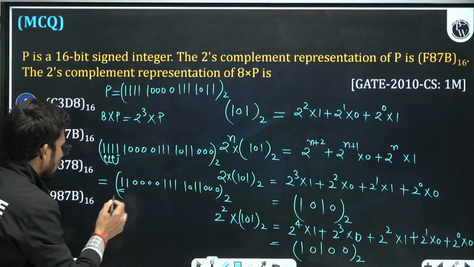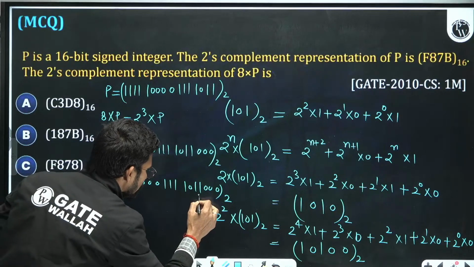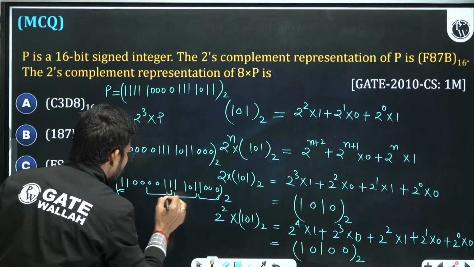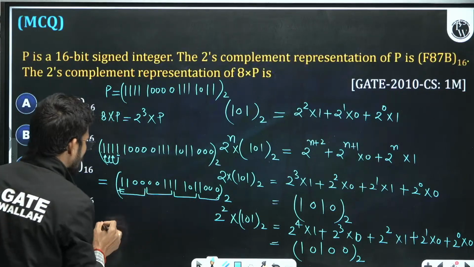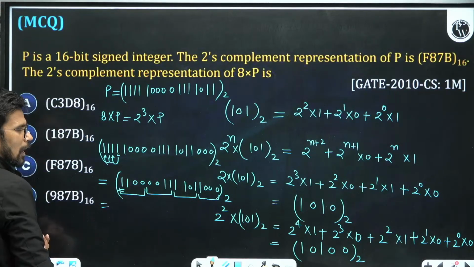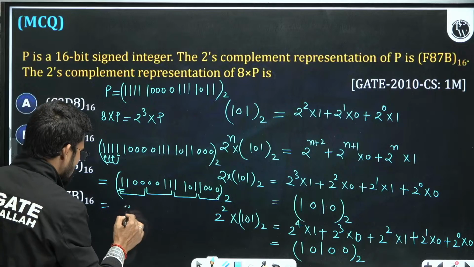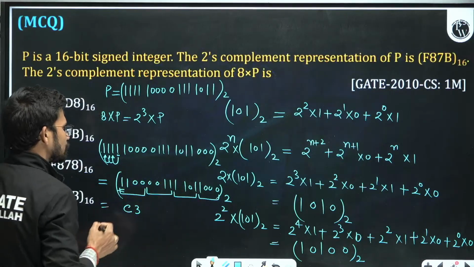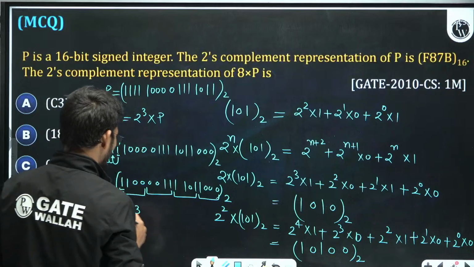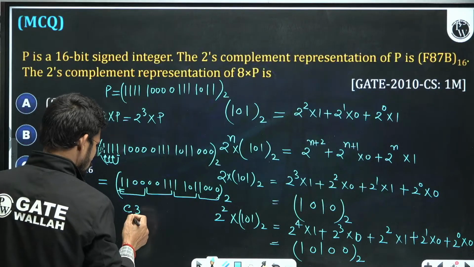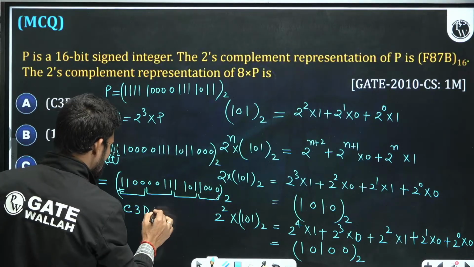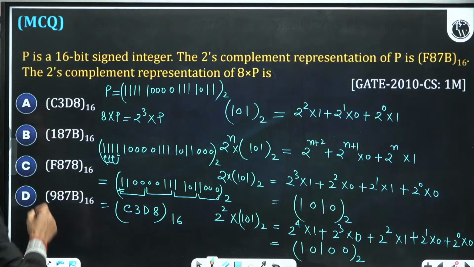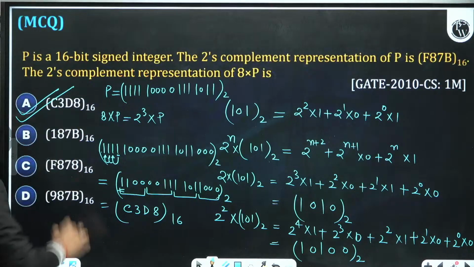Okay, now make the group of 4 from left to right, for binary to hexadecimal conversion. This is 12, and 12 is C. So this is C. This is 0011, this is 3. This is 1101, this is 13, which is D. And this is 8. So the result is C3D8. C3D8 is option A, which is absolutely the correct option.